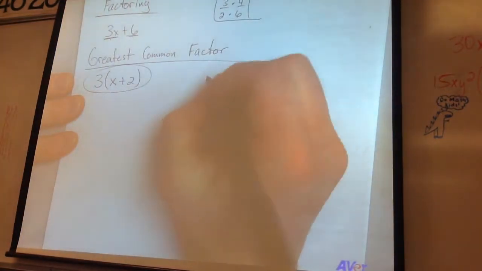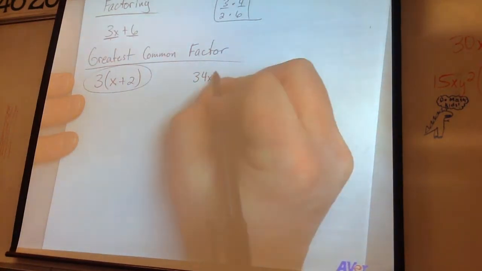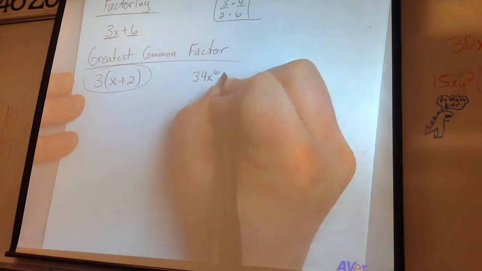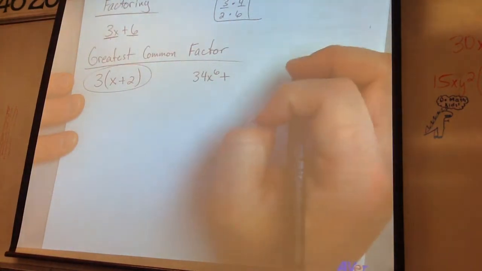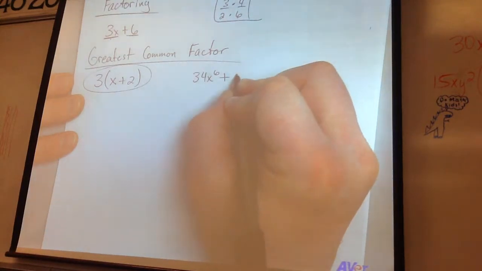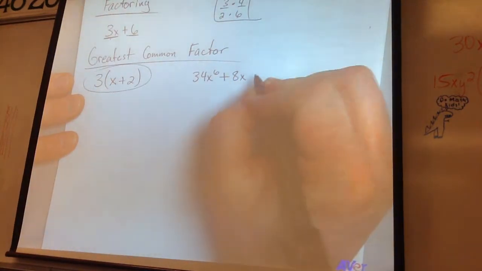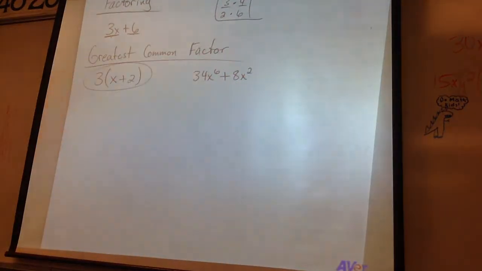Like you can have 34x to the 6th. I better not go too hard already. Plus 8. Okay, 12 would have worked. X squared. We're trying to factor that.